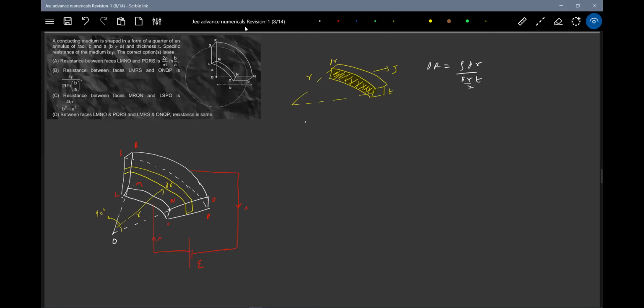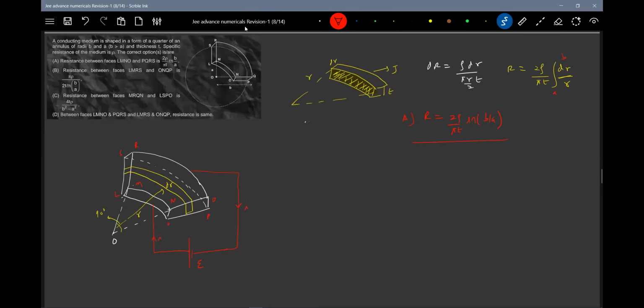Okay, this is that elemental area, pi r by 2 into thickness, it will come. This will become the resistance: R is equal to rho into 2 rho pi t dr. So the limit should be from a to b. So this is the resistance between the phases. So option A, I'll write it.